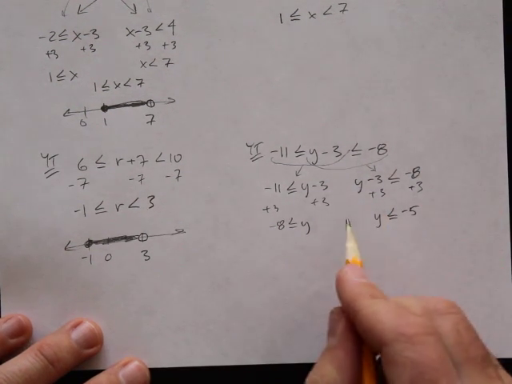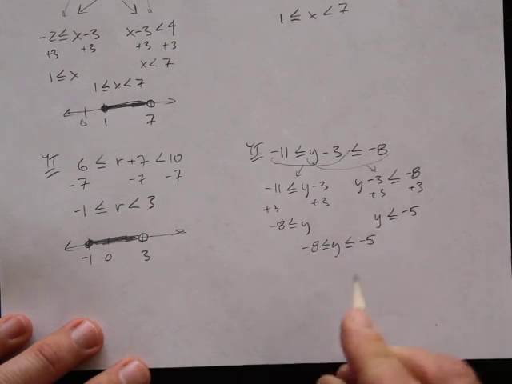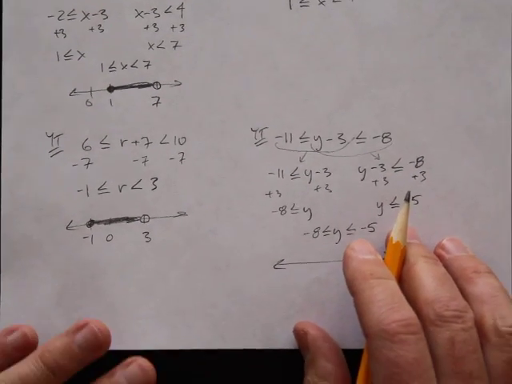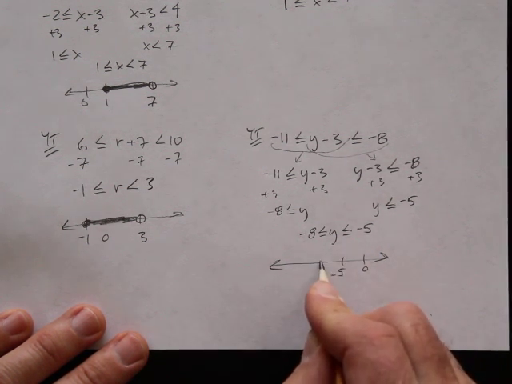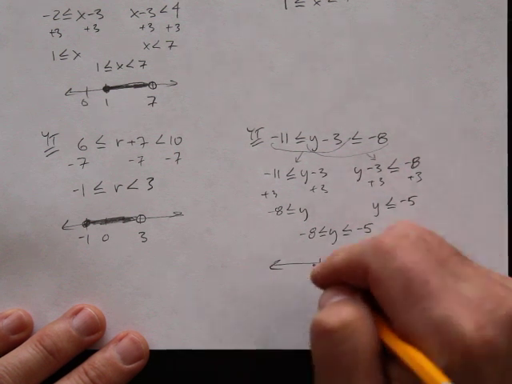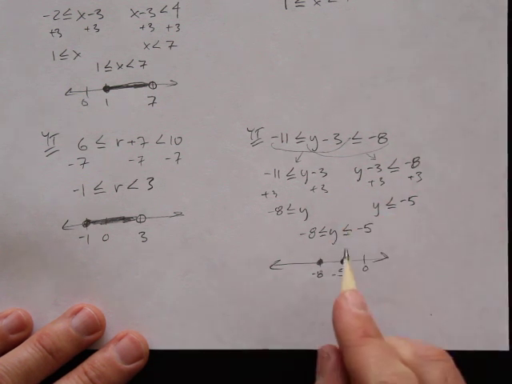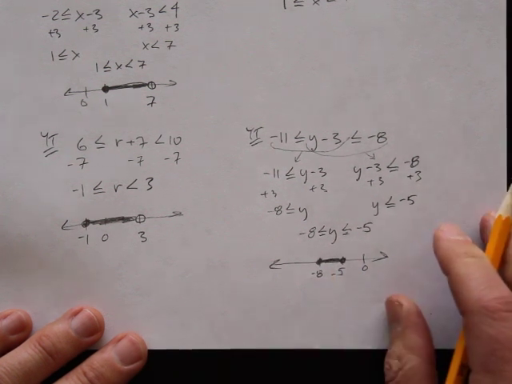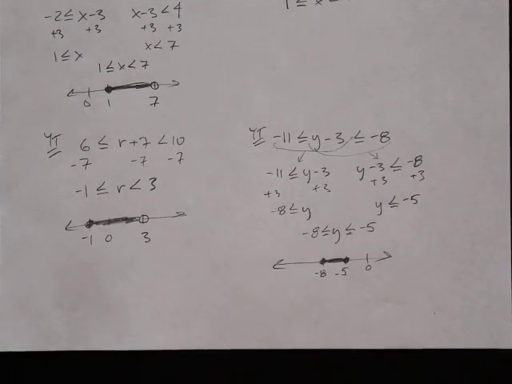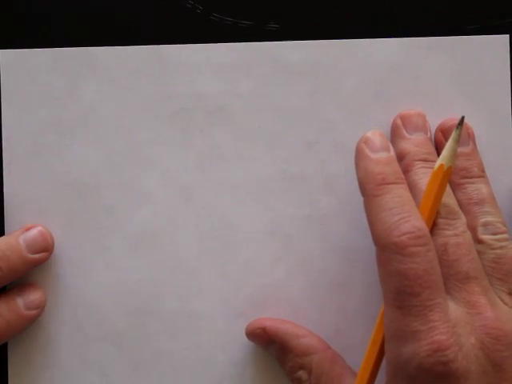So I need to rewrite this as negative 8 is less than or equal to y is less than or equal to negative 5. And I've got 0 over here, negative 5, and negative 8. And these are both included because they're both or equal to. Y is greater than negative 8. Y is less than negative 5. And there is my answer for that one. Let's do a couple more you-tries. Oh, look at this. 3 more you-tries and then we'll be done.